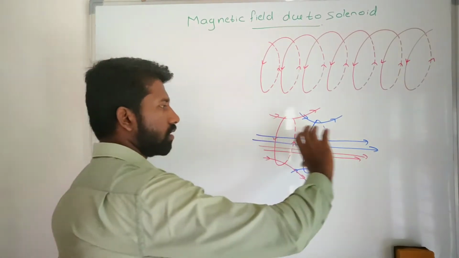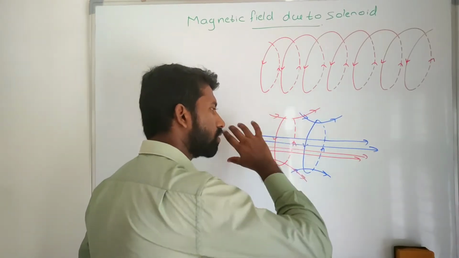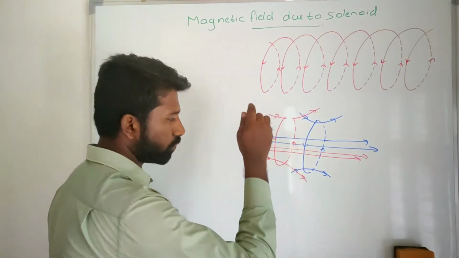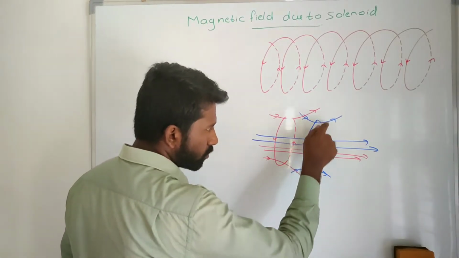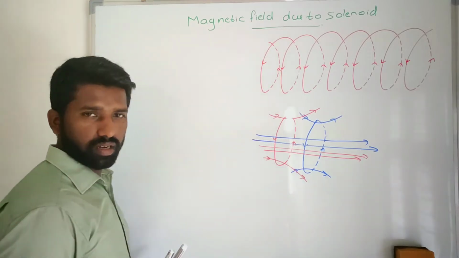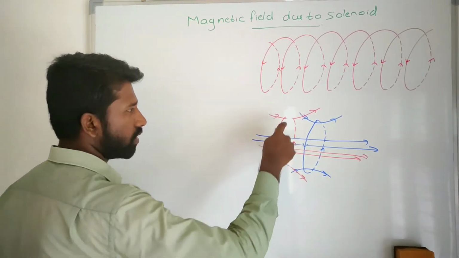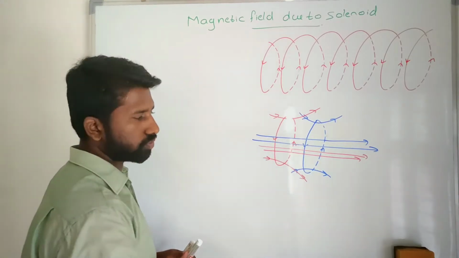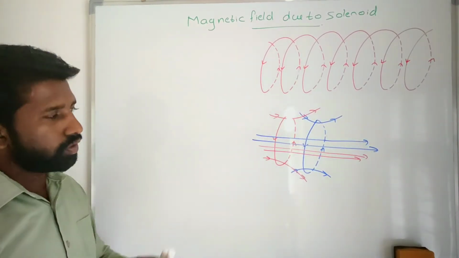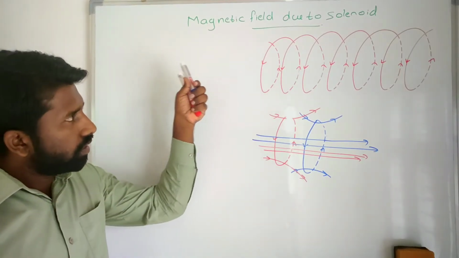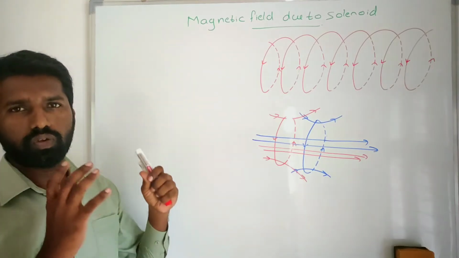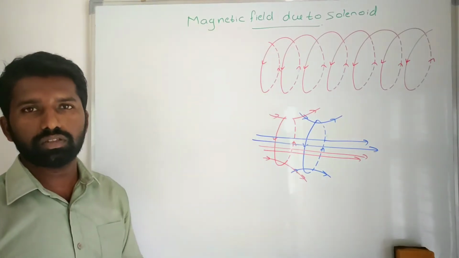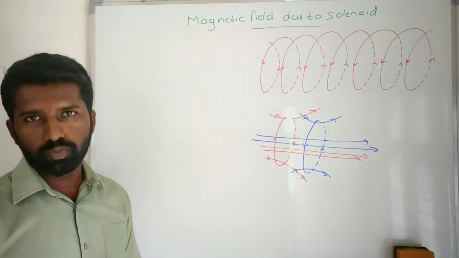You see here, the magnetic fields produced by this circular loop and this circular loop are in the same direction, so the vector sum is an addition. But at this point, the magnetic field due to this loop is in this direction and this one is in this direction, so something will be cancelled here in the opposite direction. So here the magnetic field is reduced, here the magnetic field is reduced, but inside the magnetic field is increased. So we can consider that inside the solenoid the magnetic field is uniform and strong, but outside the solenoid, the magnetic field is not uniform and it is very small.